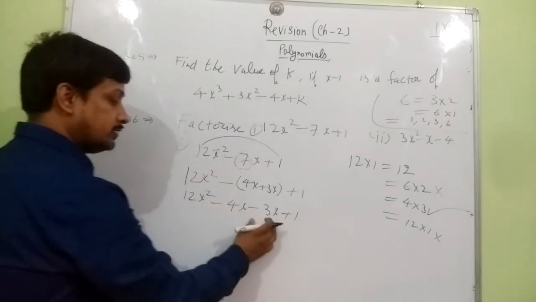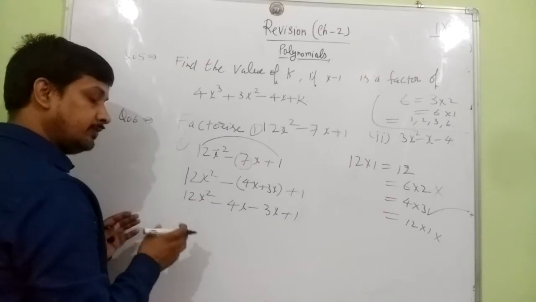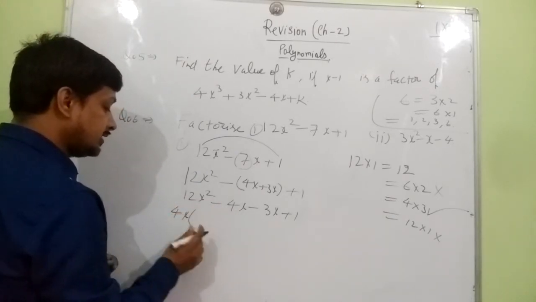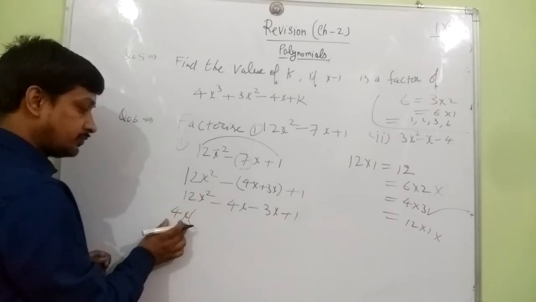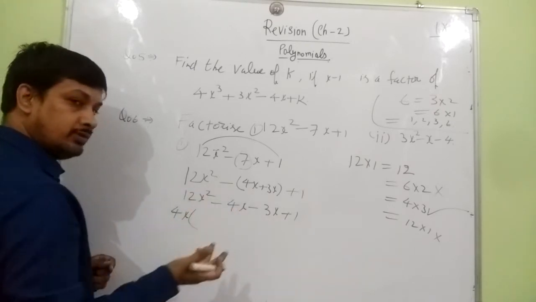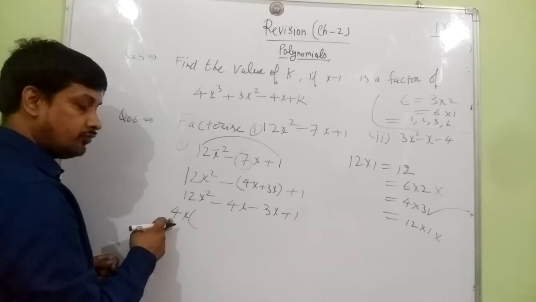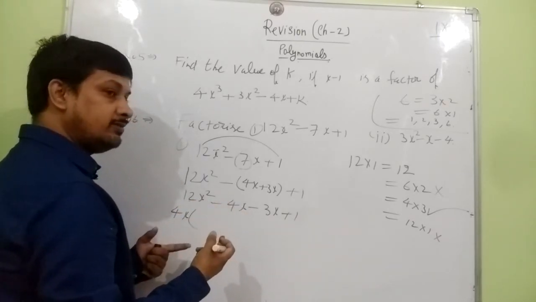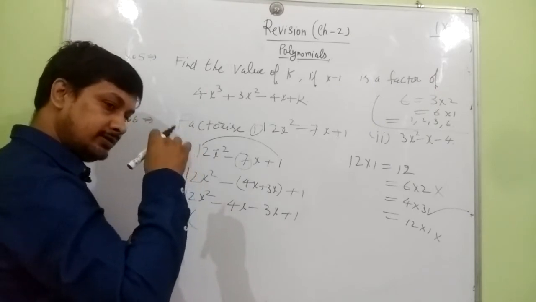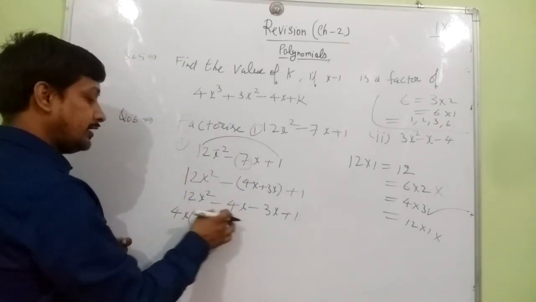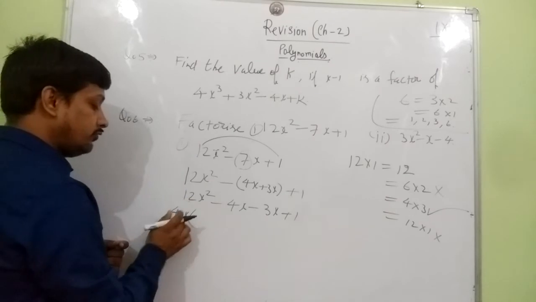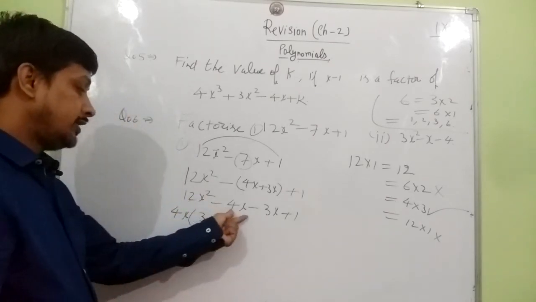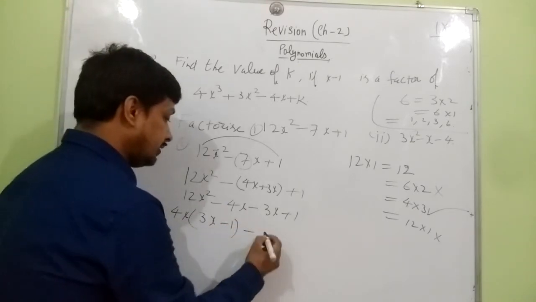Now we have 4 terms, and we have to make pairs. In these 2 terms, what can we take common? 4x. We divide each term by it, because in 12 and 4 their HCF is 4, so we have taken 4. And in x square and x, the variable with the lesser power is x, so we have taken that. Now divide 12 by 4, we get 3, and x square by x, we get x. 4x divided by 4x gives 1.